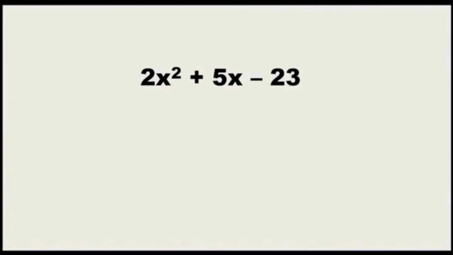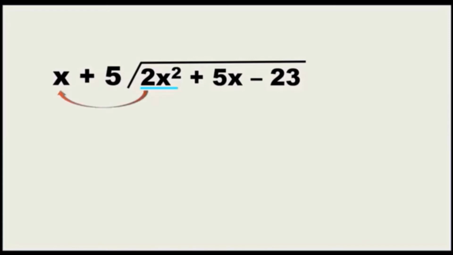So 2x squared plus 5x minus 23 divided by x plus 5. So first, we look at the first term of the dividend, which is 2x squared. So 2x squared divided by the first term of the divisor, which is x. So 2x squared divided by x is 2x. So simply, subtract the exponents. The exponent of x is 1, right? Now, 2 minus 1 is 1.